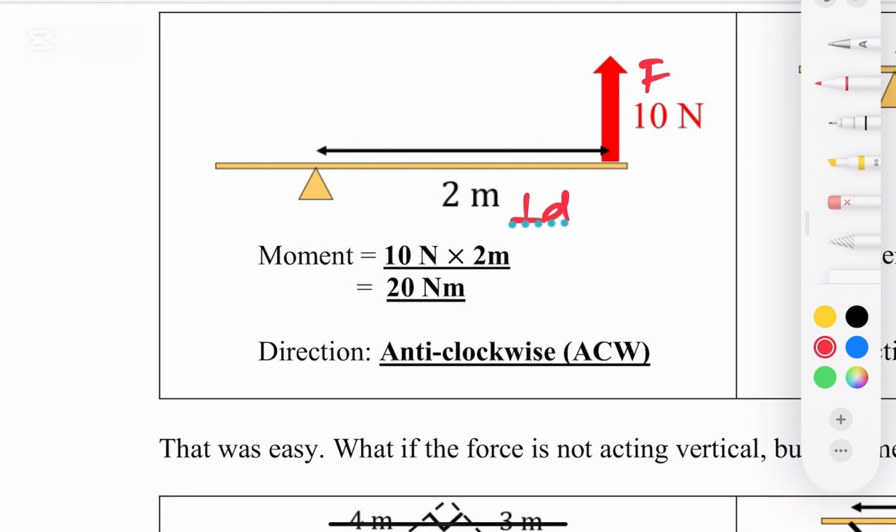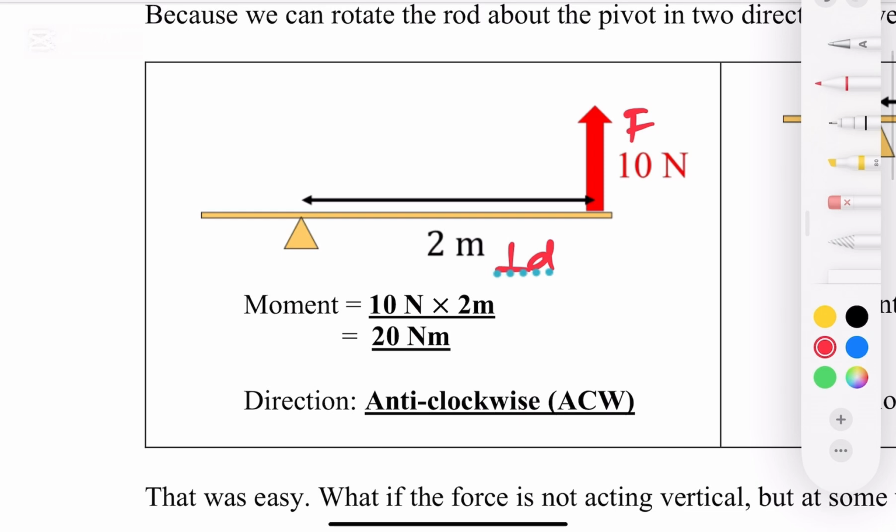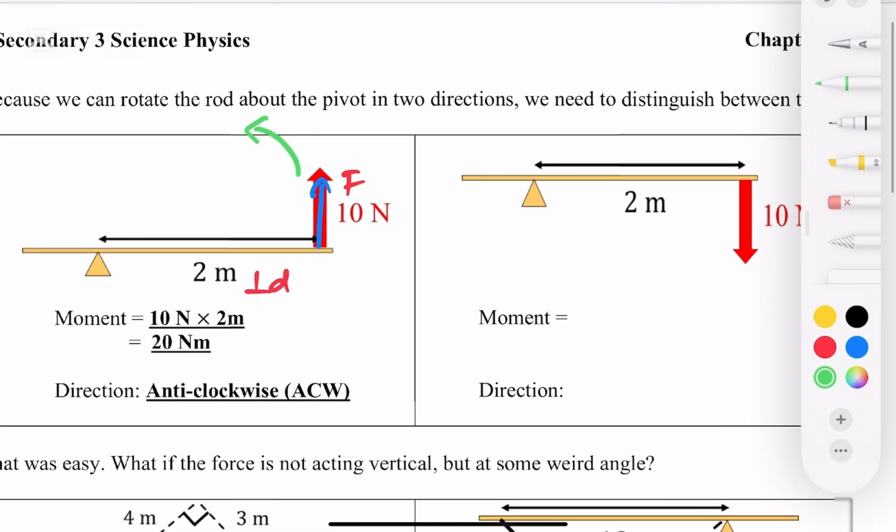So in this case, how do we know whether it's clockwise or anti-clockwise? You can visualize how the force will cause the rod to rotate. Since the force is going upwards, you can imagine that the rod is going to rotate in this direction. Hence, this is anti-clockwise. If you cannot remember which direction is clockwise or anti-clockwise, just look up at an analog clock in your room or in a classroom. You can tell that 12 to 1 to 2 is clockwise, and 12 to 11 to 10 is anti-clockwise. So this one is very basic.